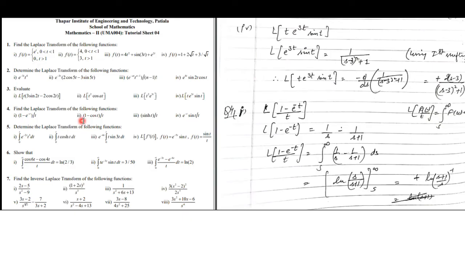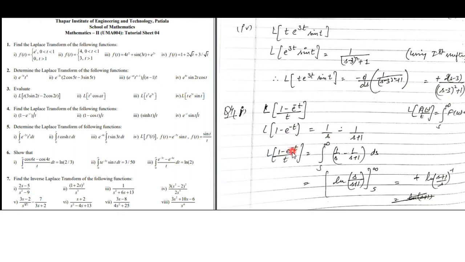In question number 4, we have to find out the Laplace of functions of the form f(t) by t. Here the limit as t approaches 0 should exist. Then we can find out the Laplace of f(t) by t, and that is the integral of F(s) going from s to infinity. So first of all, we'll find out the Laplace of f(t). So f(t) is 1 minus e to the power minus t. So this will be 1 over s minus 1 over s plus 1.